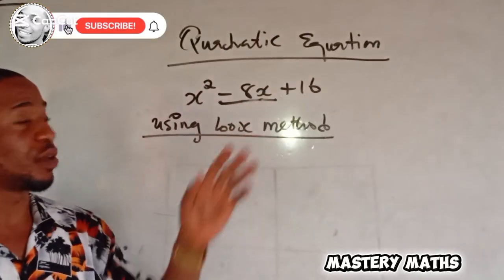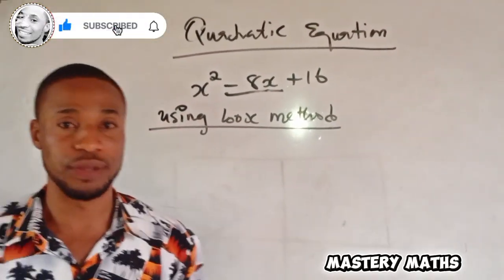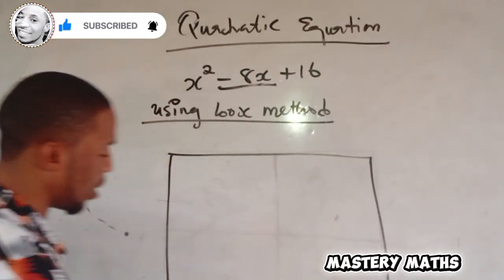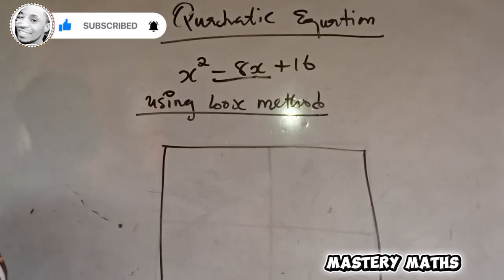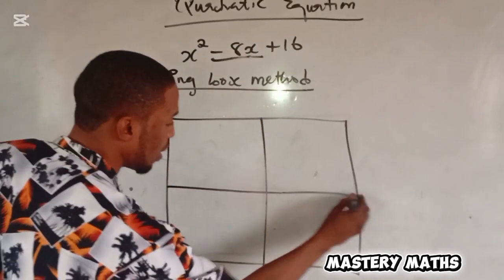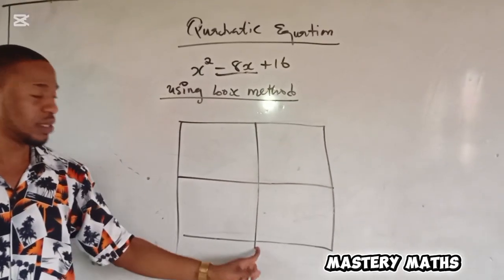I'll be teaching quadratic equation using a box method. Now, look at the board. First of all, I'll be drawing my box. And after drawing the box, I'll share the box into 4 places. Look at it. The first, second, third, and fourth places.